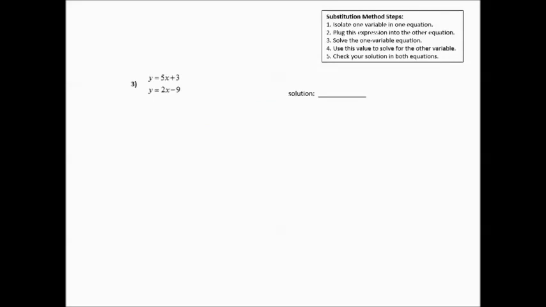And in this one, it looks a little bit different because both of my equations are solved for y. So I have y equals 5x plus 3 and y equals 2x minus 9. This doesn't make it any different. It just doesn't matter which one you substitute. So I'm going to take 5x plus 3. This is as y equals. I'm going to replace y. So I'm going to write 5x plus 3 is equal to 2x minus 9.